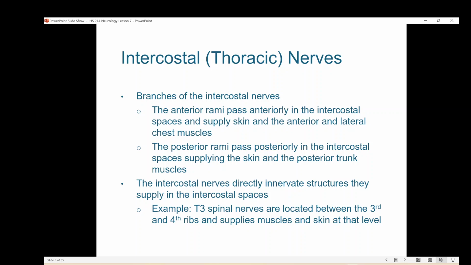The intercostal nerves directly innervate the structures they supply in the intercostal spaces. So, for example, the T3 spinal nerve is located between the third and the fourth ribs, and it supplies the muscle and the skin at that level, right? So it's very localized.